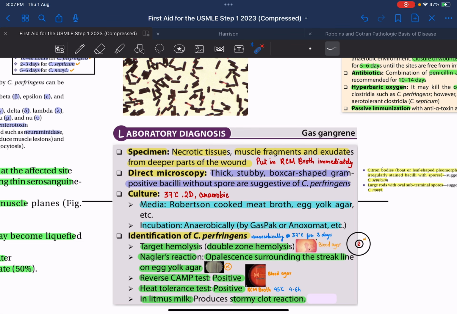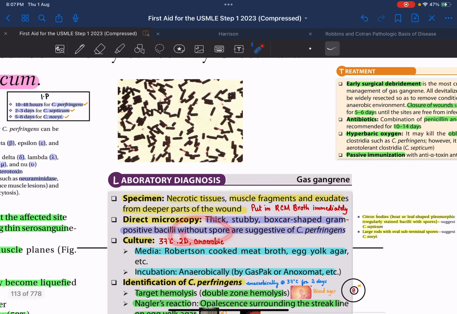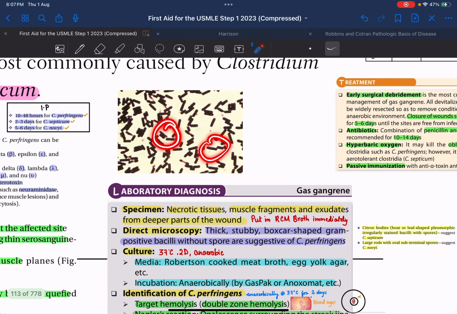After that, we send it to the lab, and in the lab we can do direct microscopy, in which Clostridium perfringens will show thick, stubby, box-car shaped gram-positive bacilli without spores. Okay, in direct microscopy, without spores. This is how the bacterium appears.